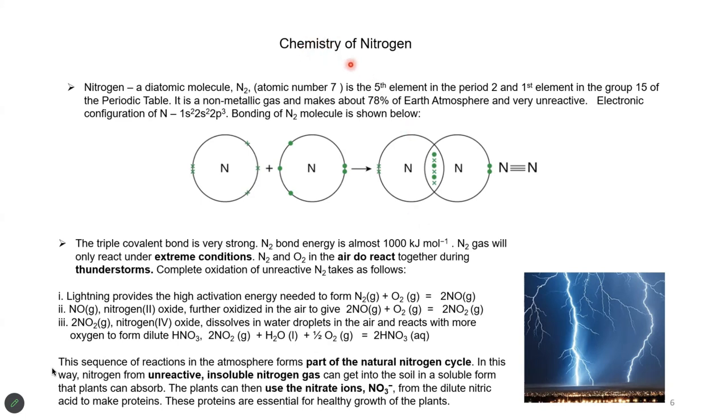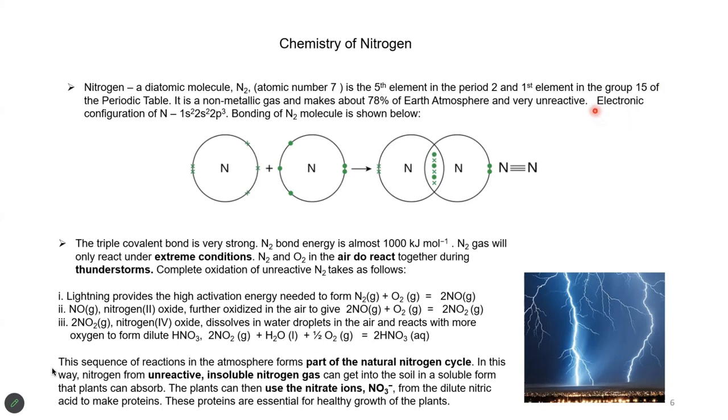Now we talk about the chemistry of nitrogen. Well, nitrogen is a diatomic molecule, and its atomic number is 7. We know it from the periodic table, and it is the 5th element in period 2 and the first element in group number 15. Nitrogen is in the AS level syllabus.